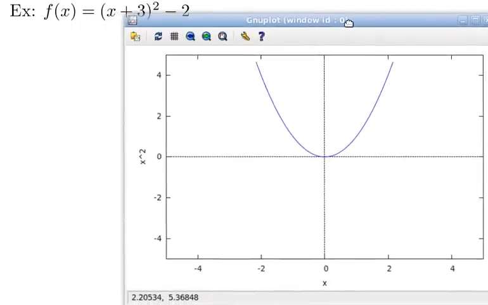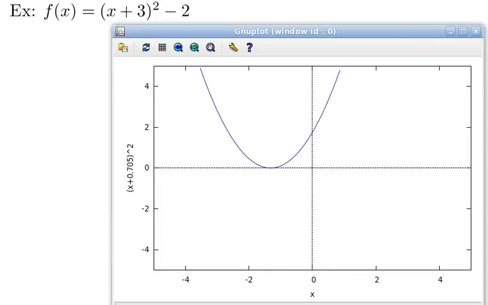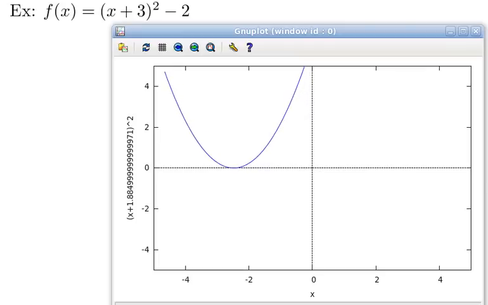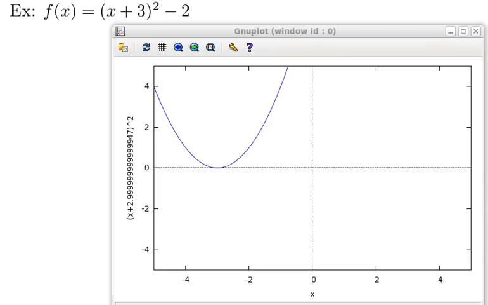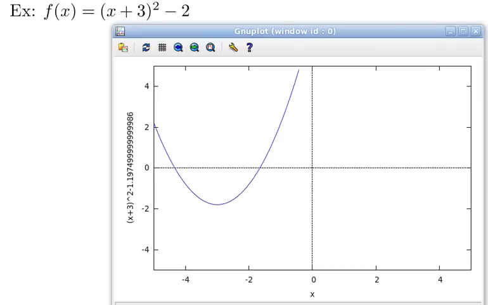Okay. Here's the new graph. So we want to move it to the left 3 units, I should say, not 3 spaces. Okay, so that's good. And then we want to move it down 2 units. So it's moved to the left 3 units and down 2 units.